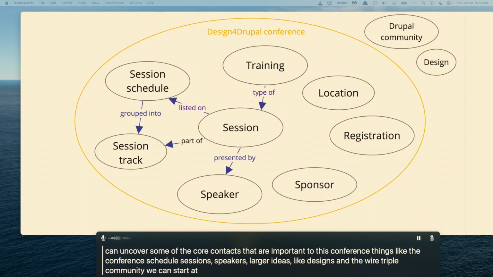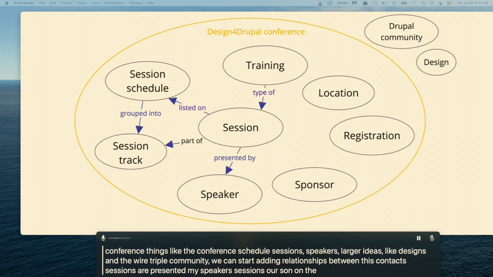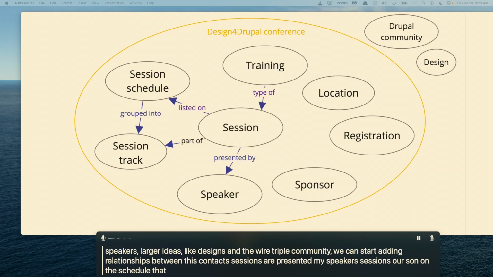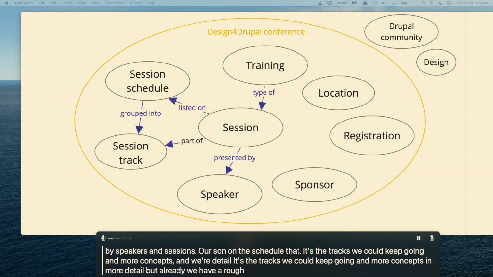We can start adding relationships between these concepts. Sessions are presented by speakers, sessions are shown on the schedule, and the schedule is grouped into tracks. We could keep going and add more concepts and more detail, but already we have a rough concept model representing Design for Drupal as a system.